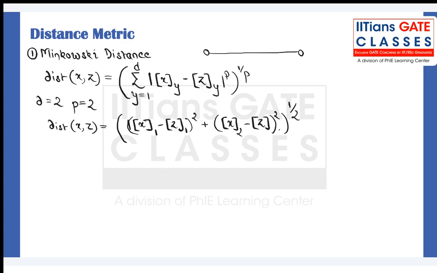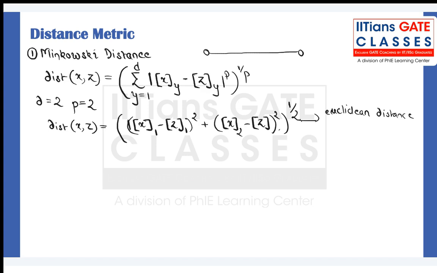X2 minus x1 whole square plus y2 minus y1 whole square, root over. What is this formula? Have you ever seen this formula anywhere? Isn't this the formula of something that was already written in the chat? Euclidean distance, right? So this is nothing but Euclidean distance. Okay, fine.